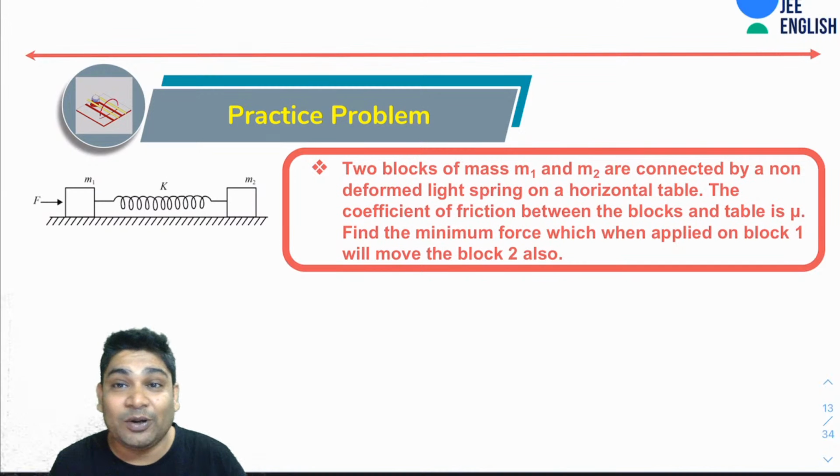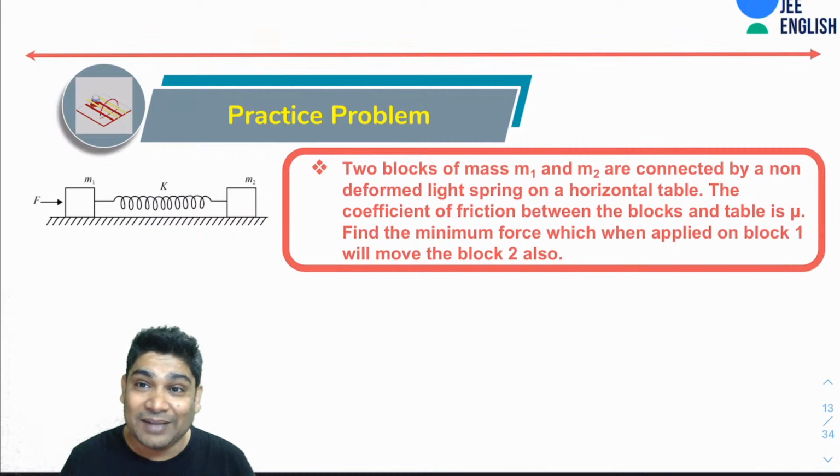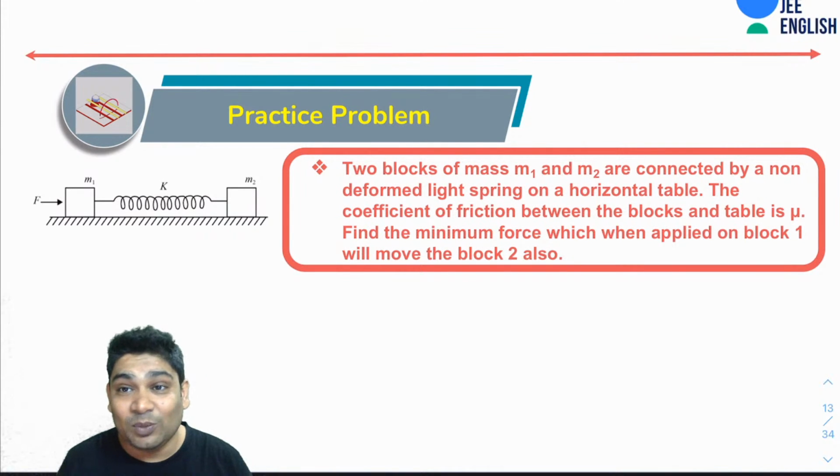So let's talk about another problem here then. In this problem, you've been told that two blocks of mass m1 and m2 are connected by a non-deformed light spring on a horizontal table. The coefficient of friction between the two blocks and the table is mu. You have to find the minimum force which when applied on block 1 will move block 2 also.